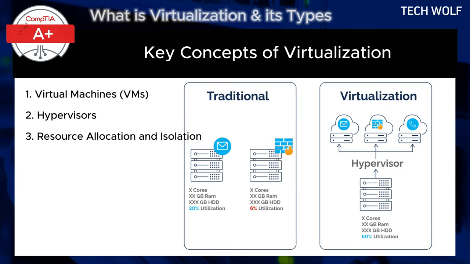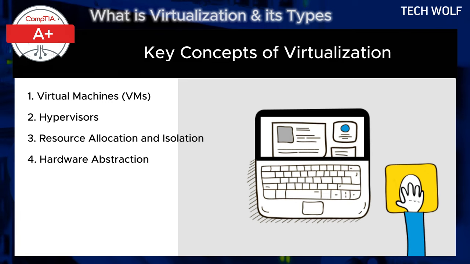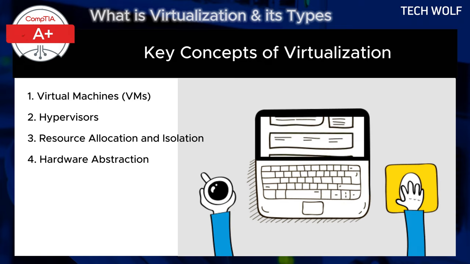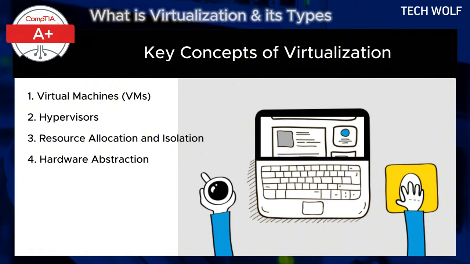And resource allocation and isolation. Virtualization ensures each VM has its own dedicated virtual CPU, memory, storage, and network resources. These resources are isolated so that activities on the VM do not affect others, which is essential for security and stability. Hardware abstraction. Virtualization abstracts the underlying physical hardware, allowing virtual machines to run on different hardware configurations. This means a virtual machine can move to a new physical machine without changes or compatibility issues, which is valuable for disaster recovery, hardware upgrades, and scaling.